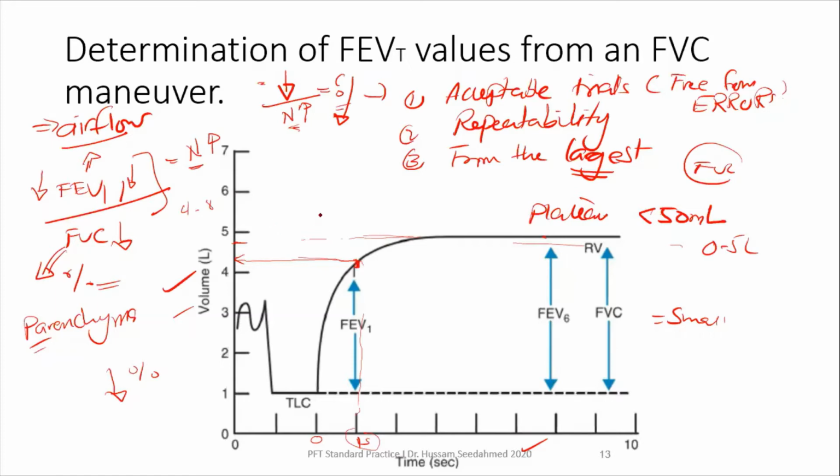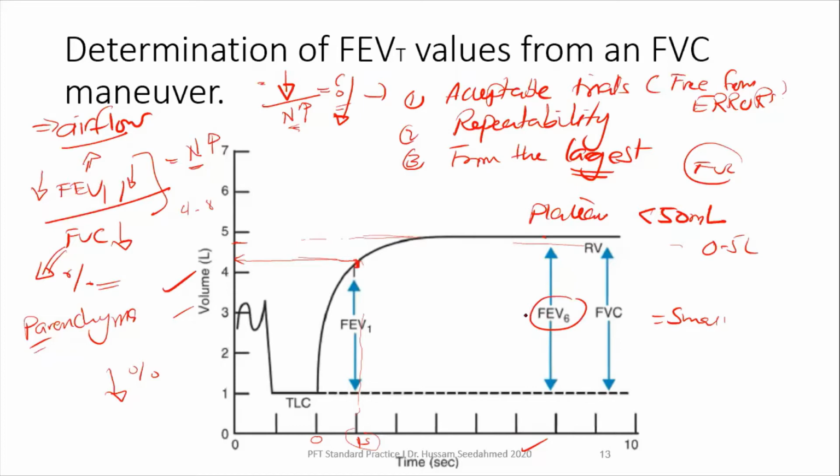So I hope this is now clear, and that we all know how to differentiate obstructive from restrictive. In obstructive, the ratio is low; in restrictive, the ratio is high or normal. Why? Because the FEV1 is an indicator of the airflow, whereas the FVC is an indicator of the parenchyma.